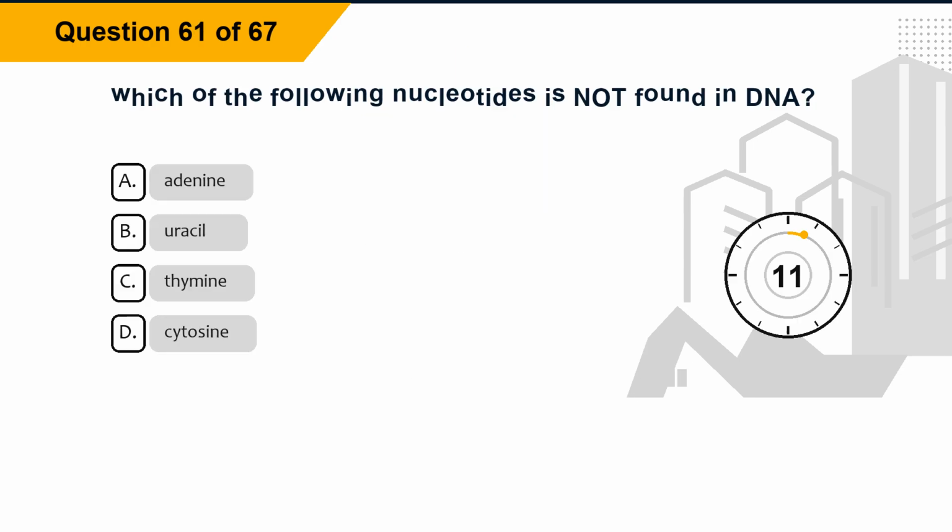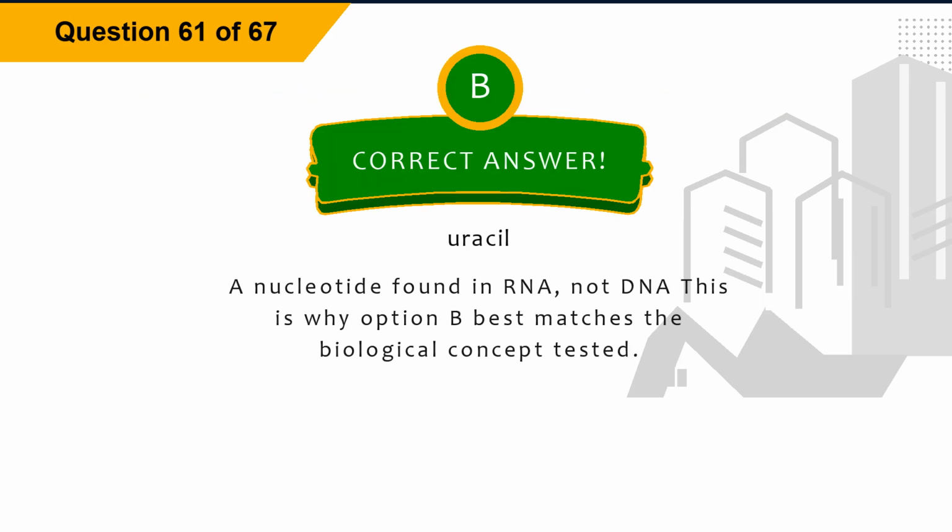Question 61. Which of the following nucleotides is not found in DNA? Option A, adenine. Option B, uracil. Option C, thymine. Option D, cytosine. The correct answer is option B, uracil. Explanation: uracil is a nucleotide found in RNA, not DNA. This is why option B best matches the biological concept tested.